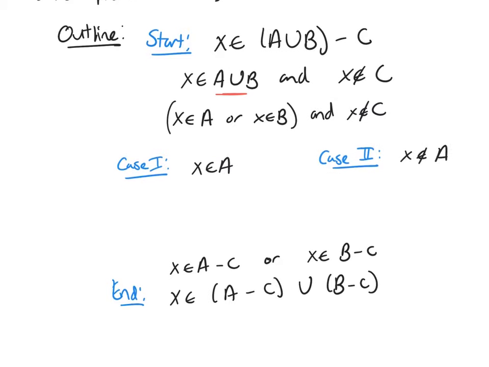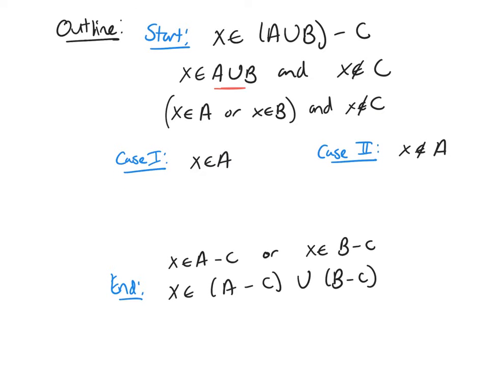So if X is in A, I also know that X is not in C. So that tells me X is in A minus C, which is great because that was one of the two things I needed to get here. Either X had to be in A minus C or it had to be in B minus C. So let's look at our second case.